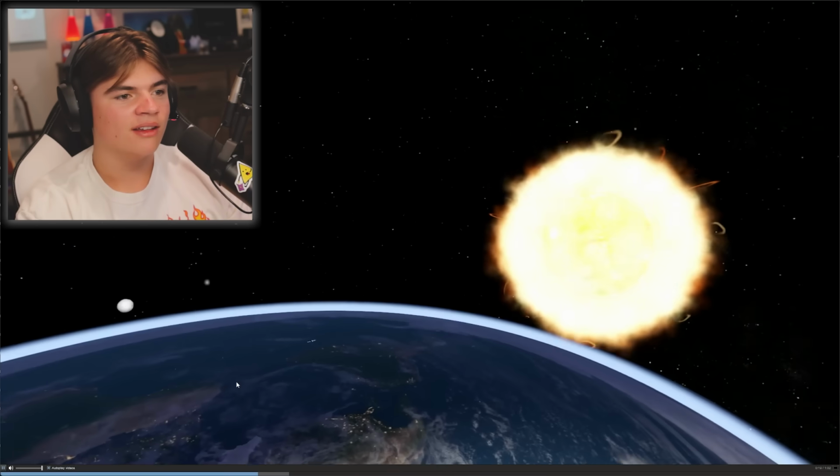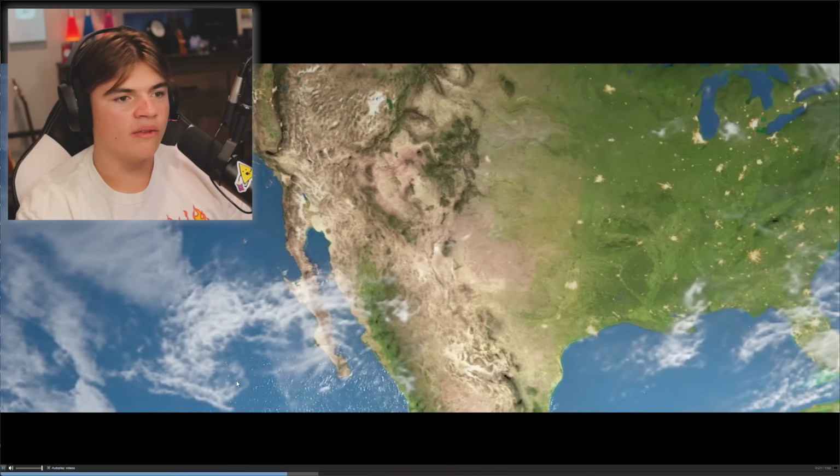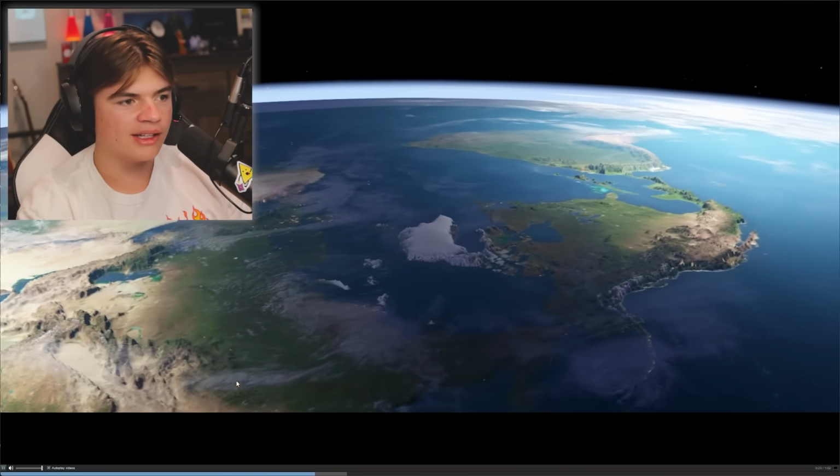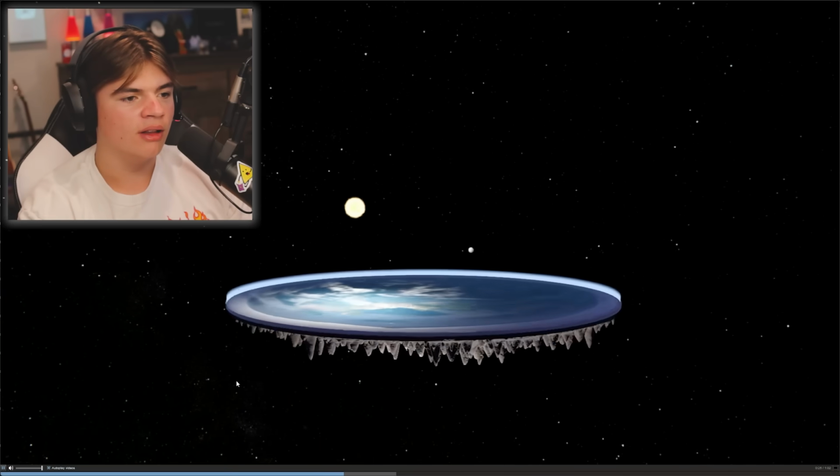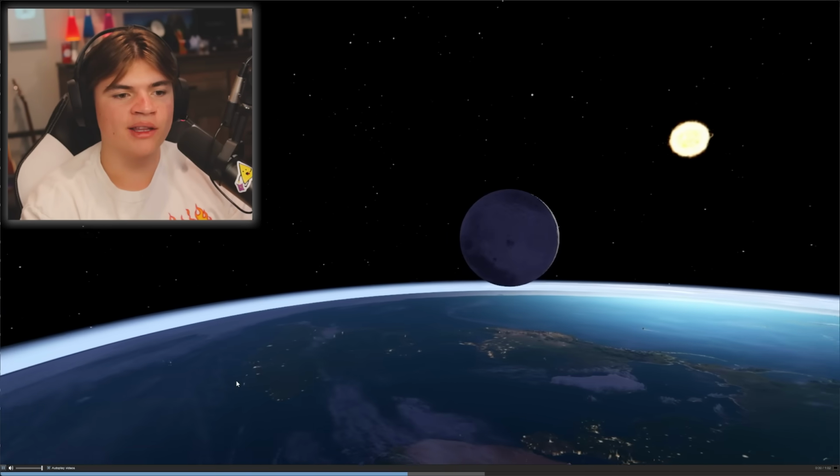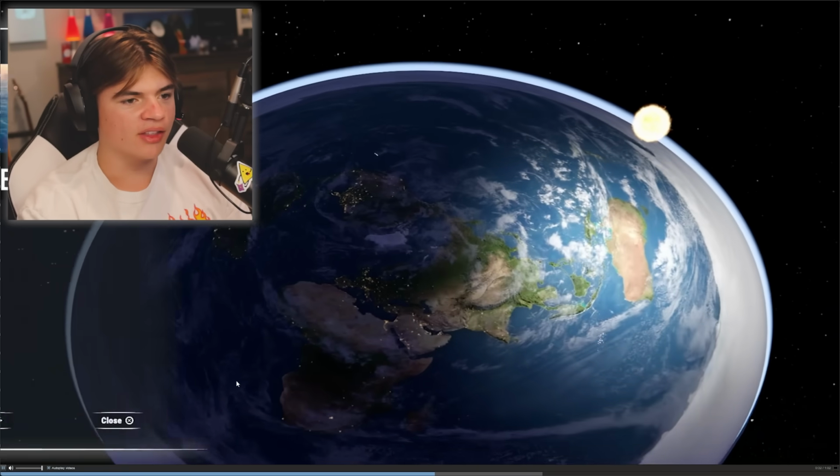Okay. So here's our model of the flat earth that I think we're gonna see. That's actually a really cool looking model. So it's basically a globe, but instead of a globe, it's what the flat earthers think.